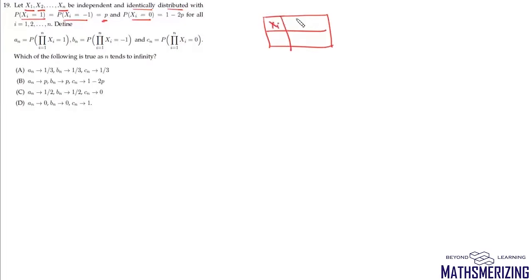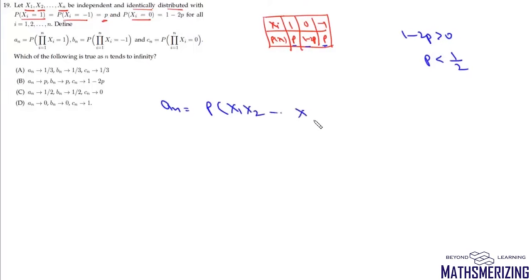So for any random variable xi, there are 3 choices. Either it will be 1, 0 or minus 1, and their corresponding probabilities are P, 1 minus 2P and P. Now since it represents a valid distribution, 1 minus 2P should be greater than 0, that is, the value of P should be less than 1 by 2. Now first we'll talk about An. An is the probability that x1, x2 into xn is equal to 1.